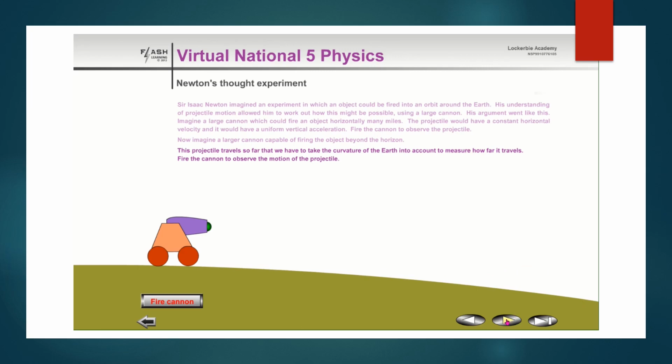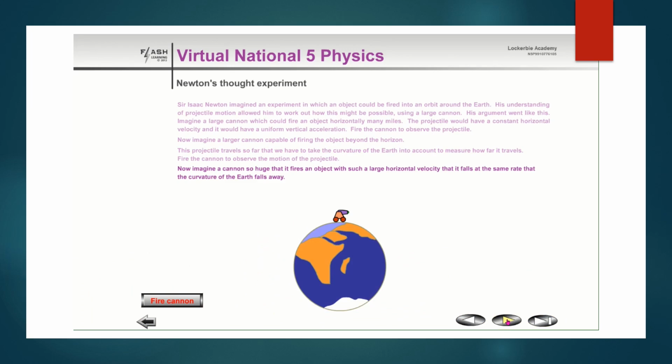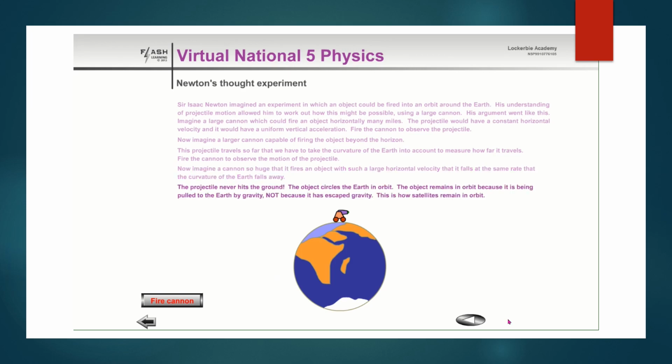Now imagine a cannon so huge that it fires an object with such a large horizontal velocity that it falls at the same rate as the curvature of the Earth. Here, the projectile never hits the ground. The object circles the Earth in orbit. The object remains in orbit because it is pulled by the Earth by gravity, not because it has escaped gravity. This is how satellites remain in orbit. Let's just show that again.